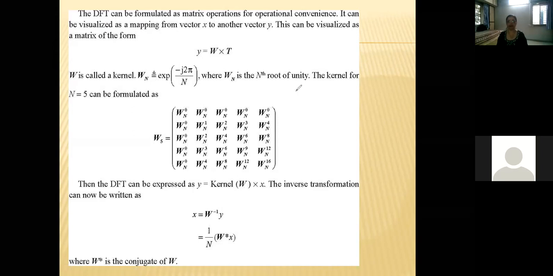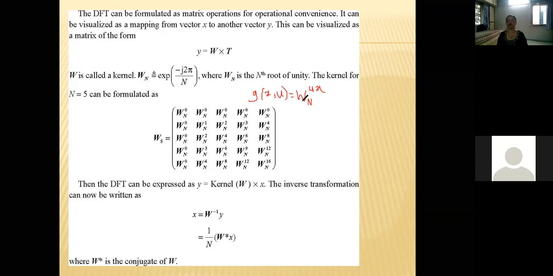So here your forward transformation kernel is Wn raised to ux. Again, here x is index for your original image and u is index for frequency domain image. Here Wn is nothing but e raised to minus j 2 pi by n. And when we consider Wn raised to ux, we get forward transformation kernel Gxu for Fourier transform.